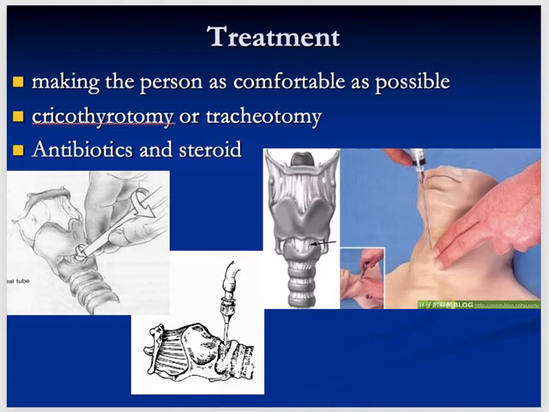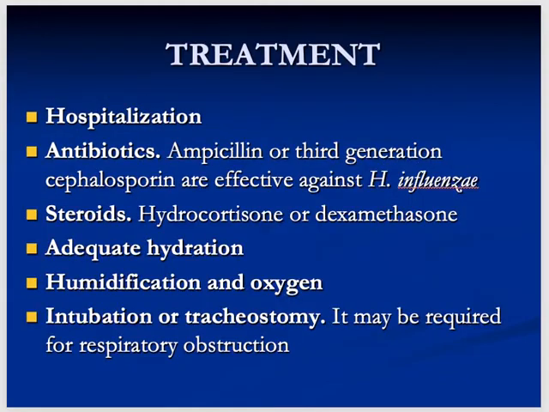The procedure they are showing is basically called cricothyrotomy. Like if someone, this area is blocked, of course, to maintain the airways, they can put a tube directly here or they can cut this area so that the patient can breathe at least. Hospitalization, antibiotics, we will go for ampicillin or third generation cephalosporin. Both of them are effective against Haemophilus influenzae. Of course, the route is decided on the condition of the patient. IM or IV can be given.